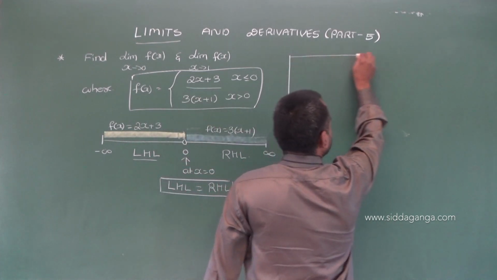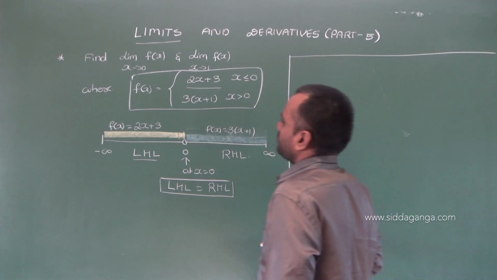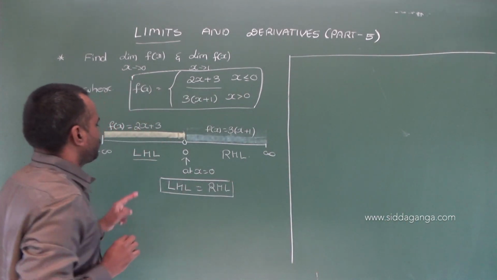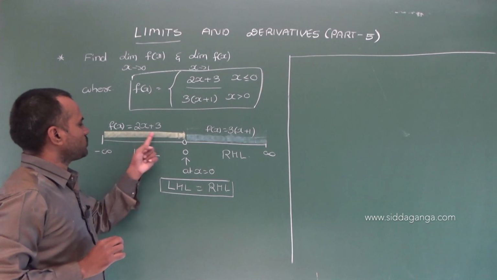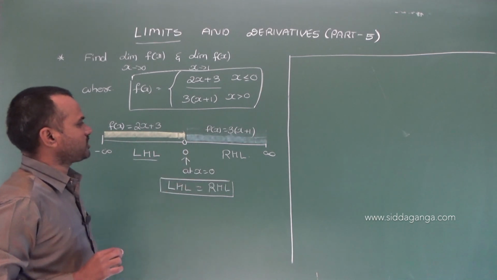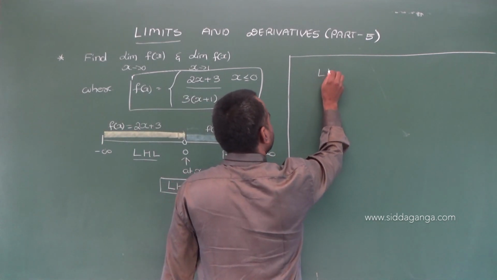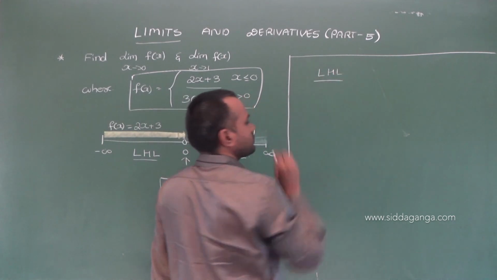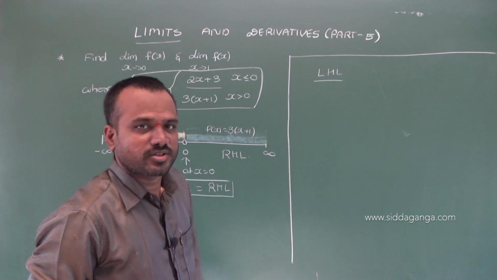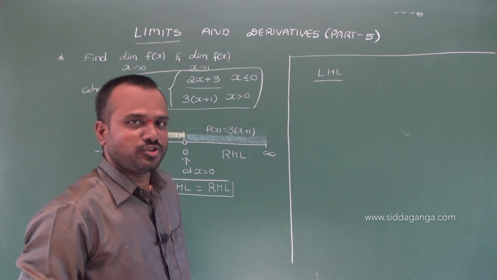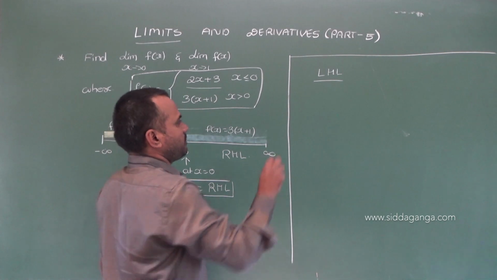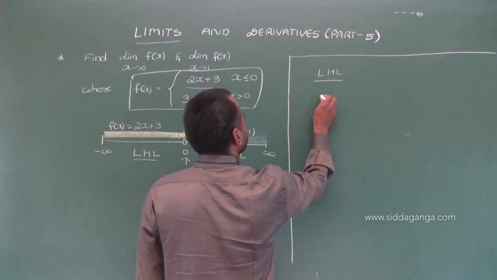Here we solve this problem. At x equal to 0, left side approaching is 2x plus 3, right side approaching is 3 into x plus 1. So the functions are different. The functions are different, so we have to find out individually the left hand limit and right hand limit.